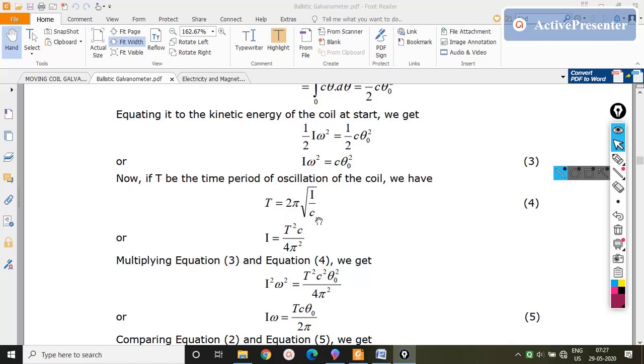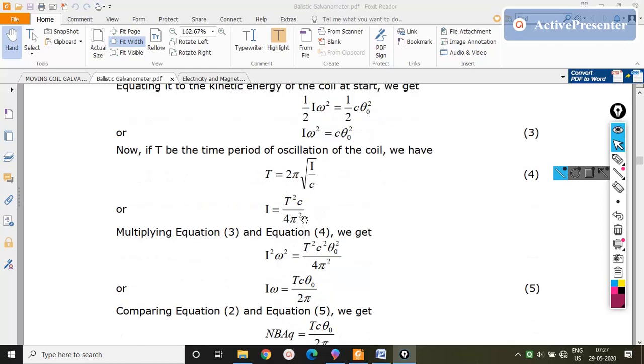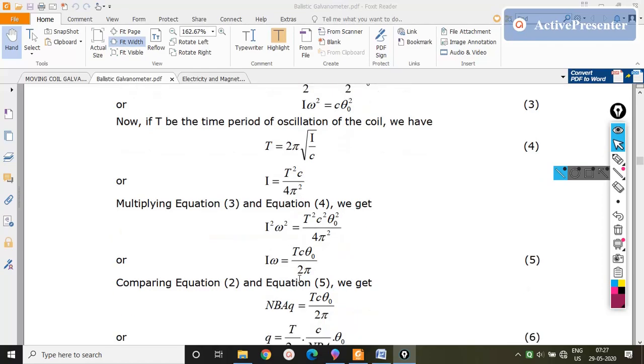So T equals 2 pi root over I by C. Rearranging, you get I equals T square C by 4 pi square. You have this equation as 3, and this equation as 4. When you multiply equations 3 and 4, you get I square omega square equals T square C square theta naught square by 4 pi square. Taking the positive square root on both sides, you get I omega equals T C theta naught by 2 pi.